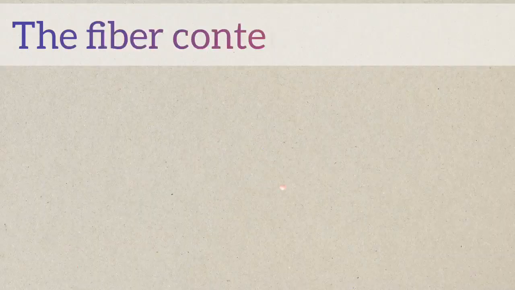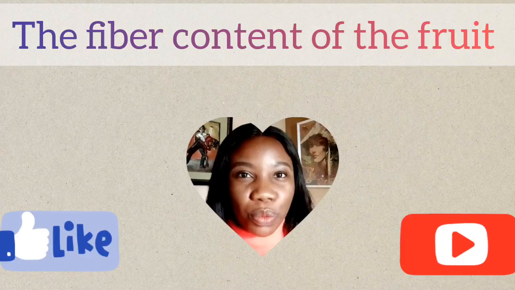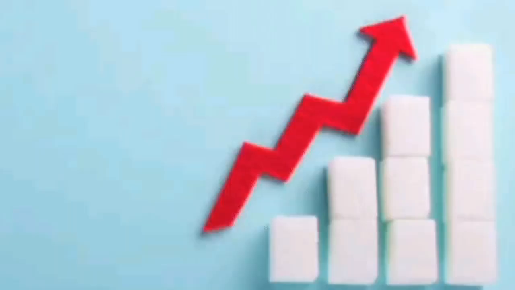Another thing I would like you to put into consideration is the fiber content of the fruits. This is because it also helps to determine how fast that fruit will increase your blood sugar level. The higher the fiber content, the lower the rate of blood sugar spikes. And the lower the fiber content, the higher the rate of blood sugar spikes.